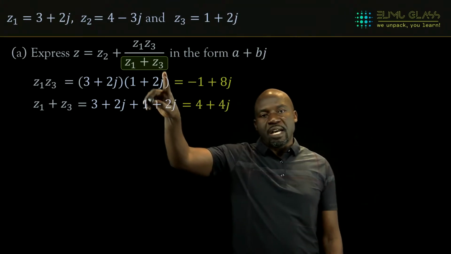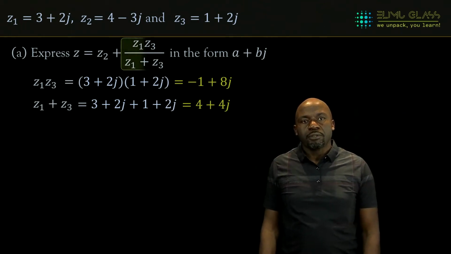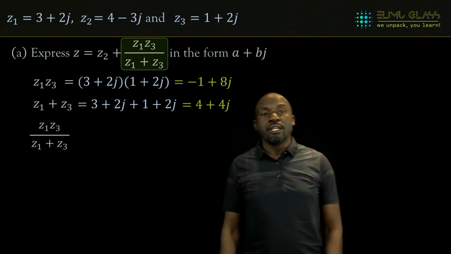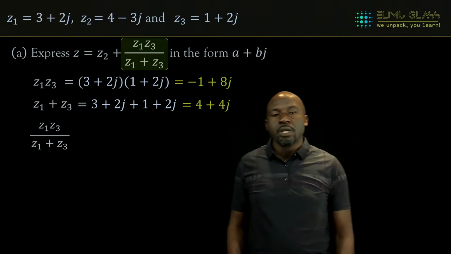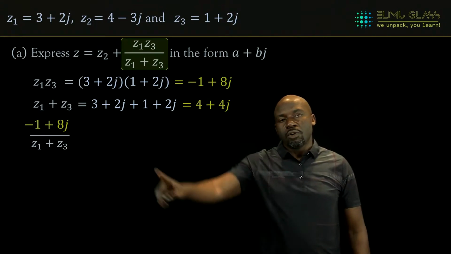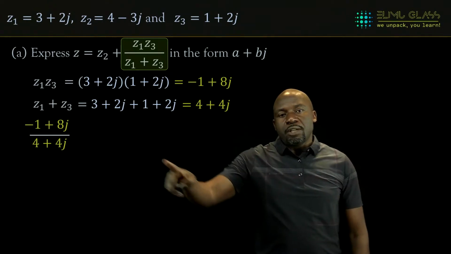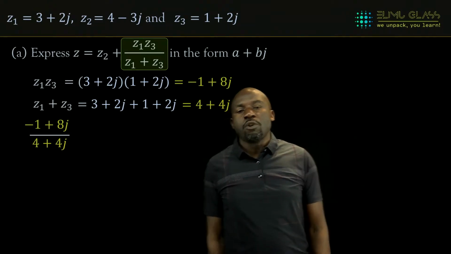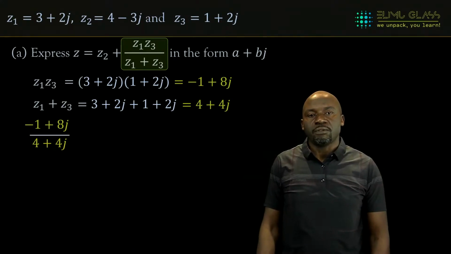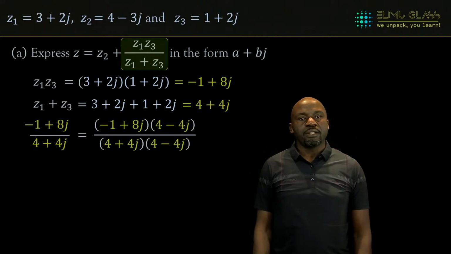Next thing we want to do is combine the two together. To do that, we're going to make use of the product of conjugates to ensure that the denominator is not a complex number. Right now the denominator is a complex number, 4 plus 4j. So we are replacing that with its value and this also with its value. To get rid of the complex number in the denominator, we multiply by the conjugate of 4 plus 4j, and the conjugate of 4 plus 4j is 4 minus 4j. So multiply and divide by 4 minus 4j there.